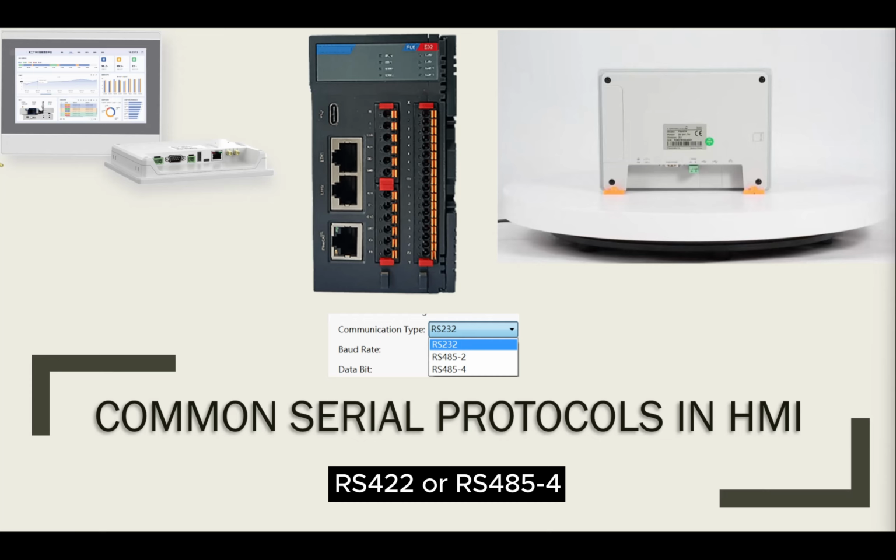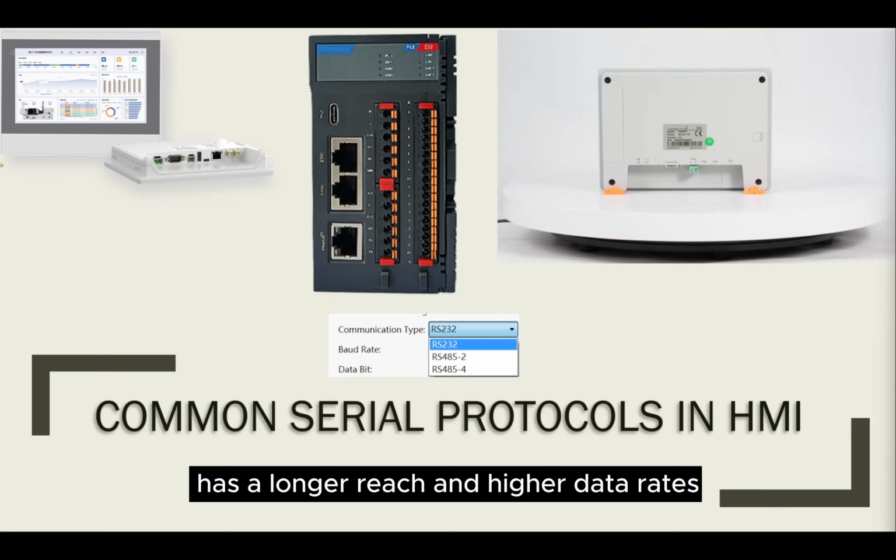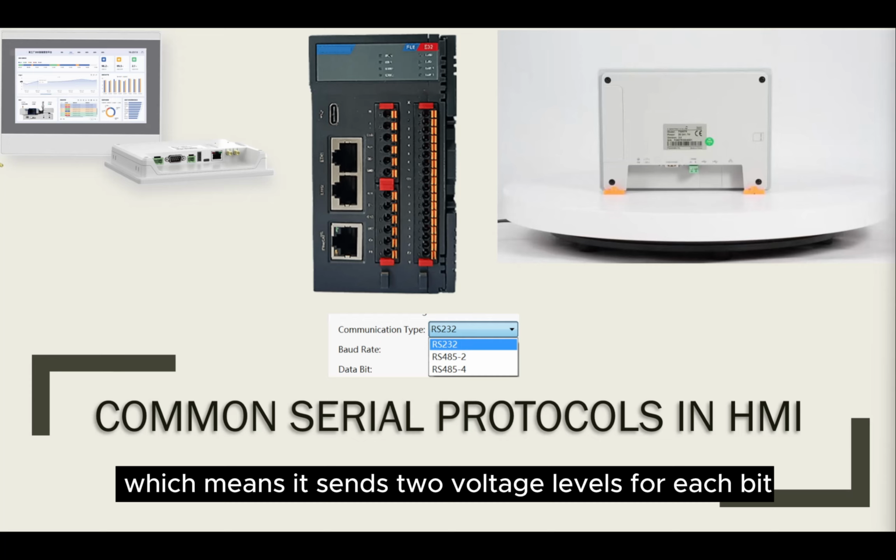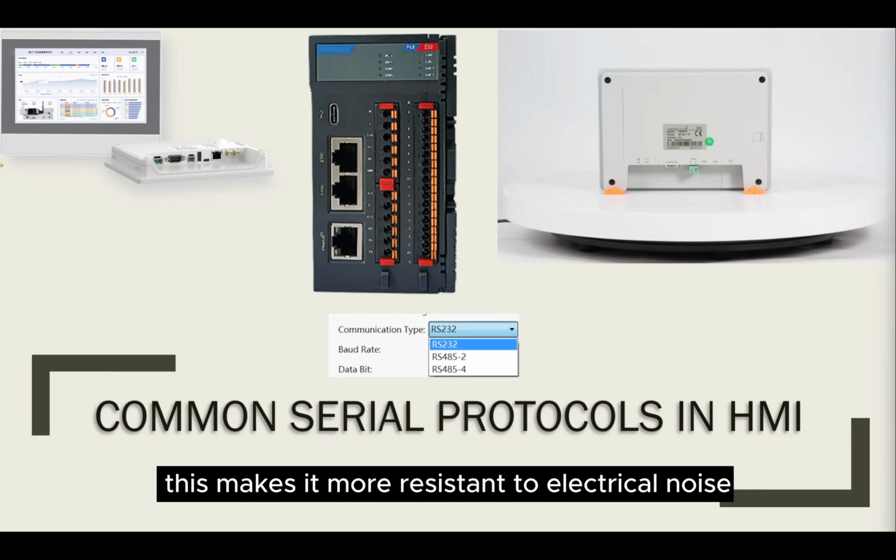RS-422 or RS-485 has a longer reach and higher data rates. It's also a differential signaling standard, which means it sends two voltage levels for each bit. This makes it more resistant to electrical noise, allowing for reliable data transmission over longer distances. It's often used in environments with high levels of electromagnetic interference.